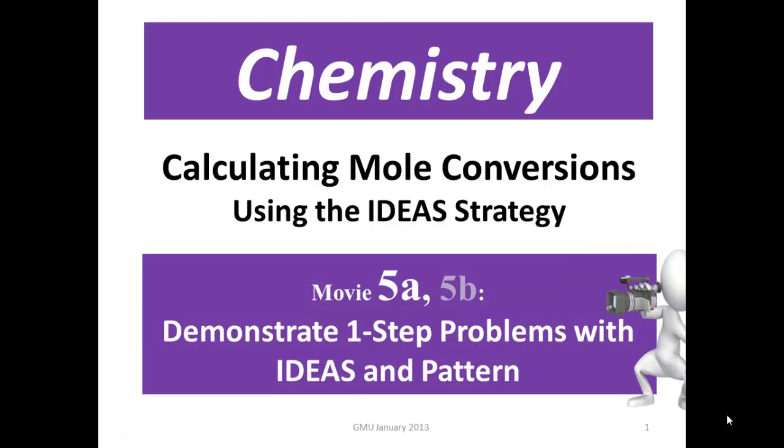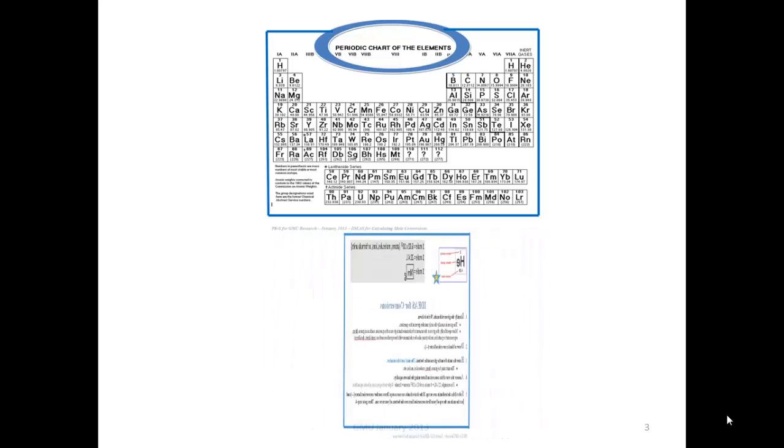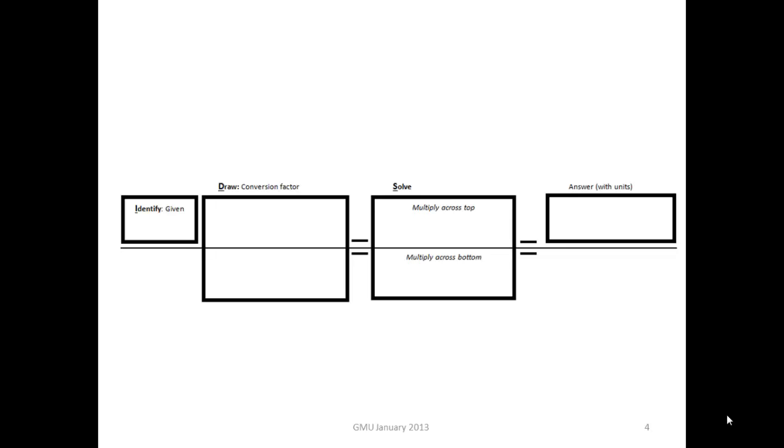This is movie 5A, where we'll demonstrate another one-step problem using our idea strategy and pattern. You'll want to refer to your laminated sheet that has a periodic table on one side and the idea strategy on the other, together with the gray box of mole equalities. We'll be using our pattern.